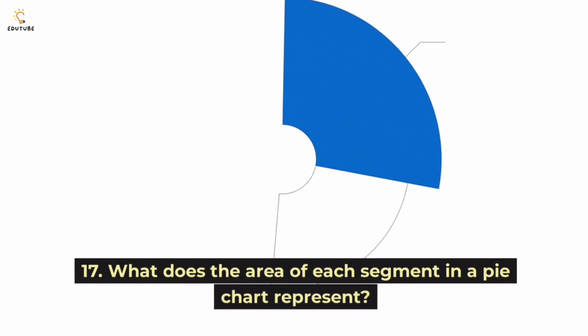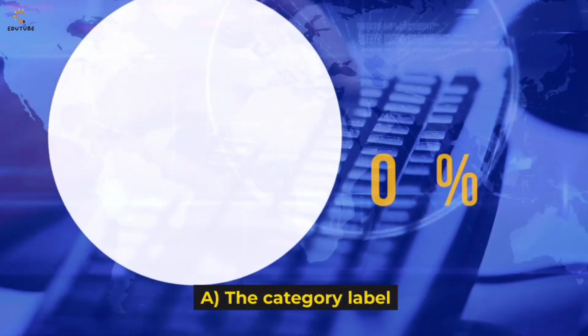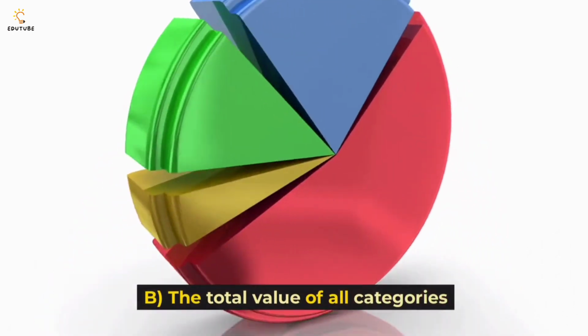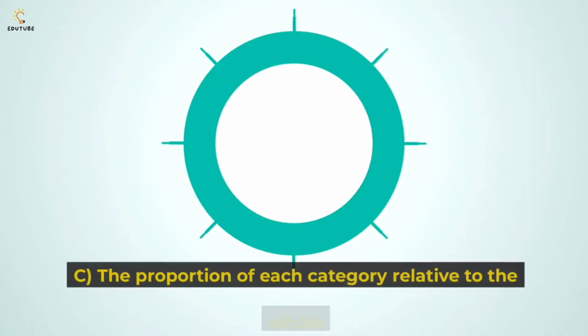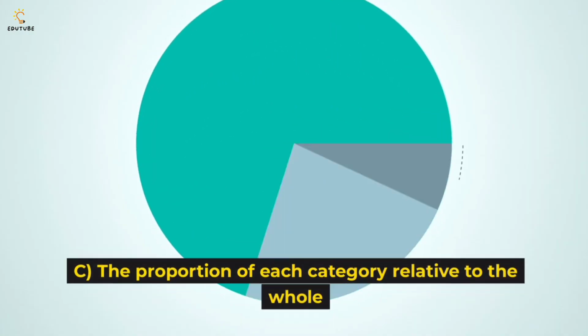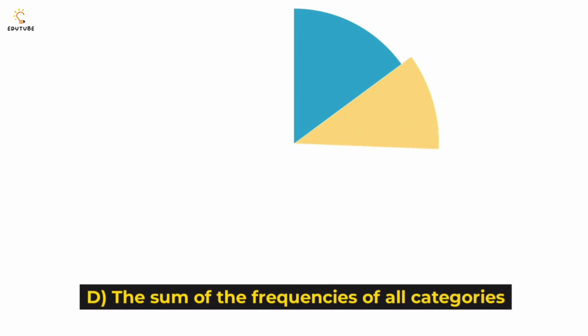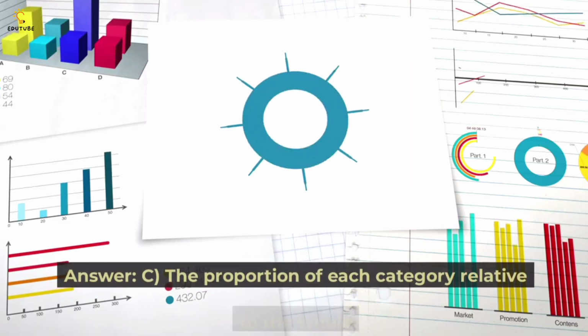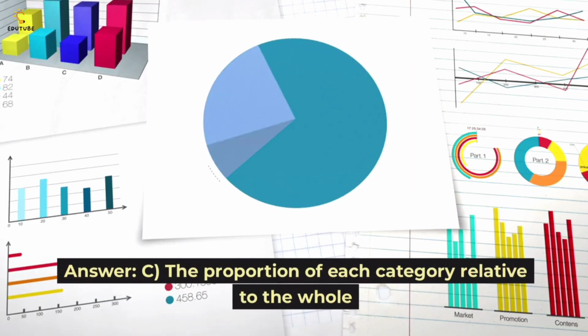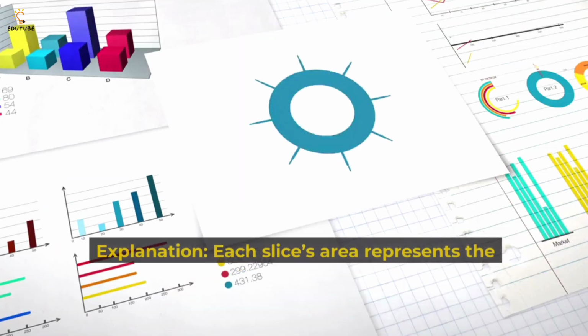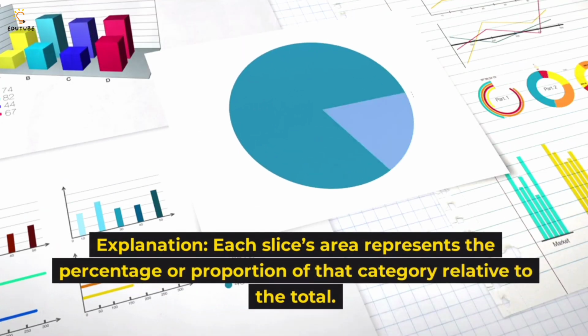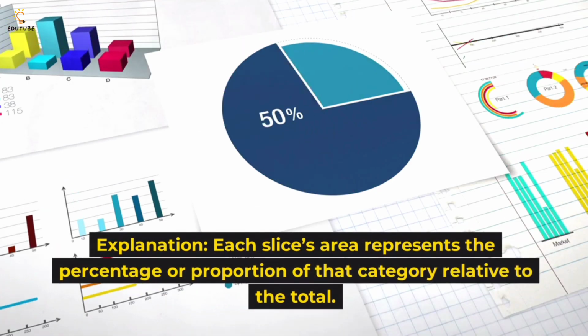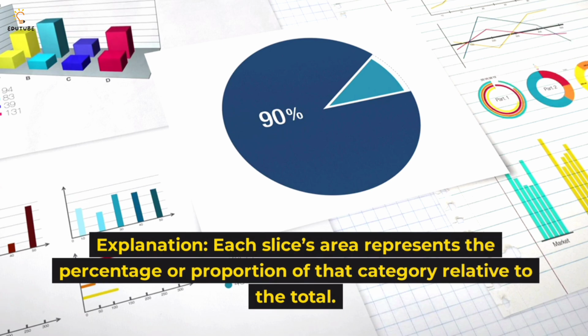17. What does the area of each segment in a pie chart represent? A. The category label. B. The total value of all categories. C. The proportion of each category relative to the whole. D. The sum of the frequencies of all categories. Answer: C. The proportion of each category relative to the whole. Explanation: each slice's area represents the percentage or proportion of that category relative to the total.